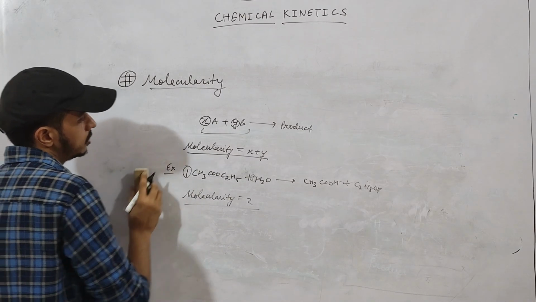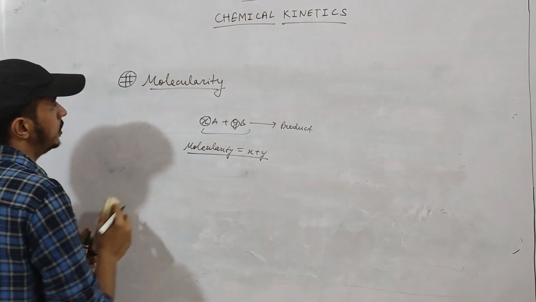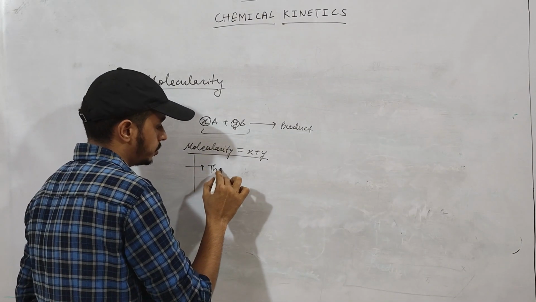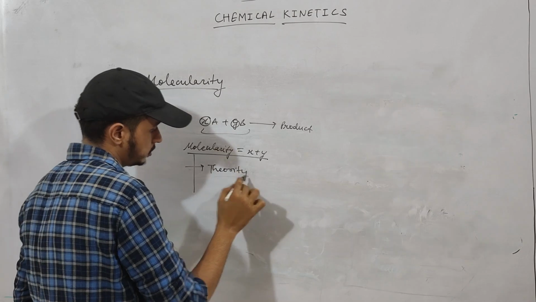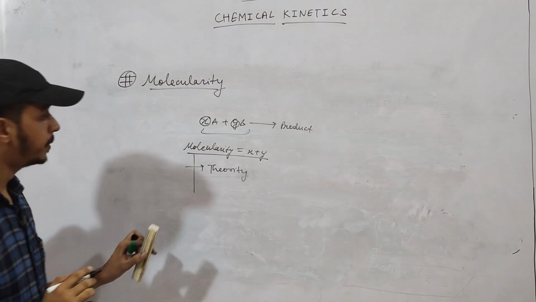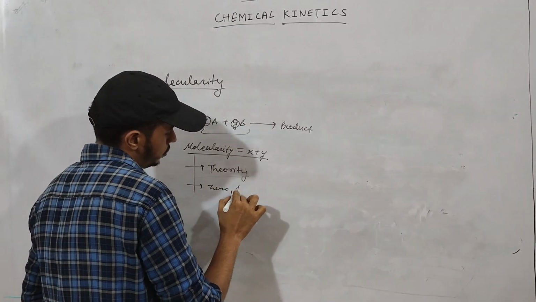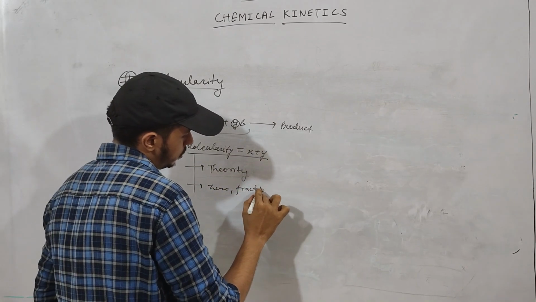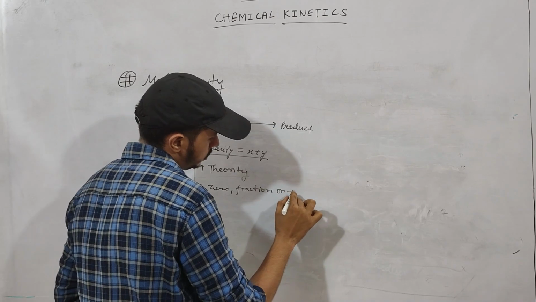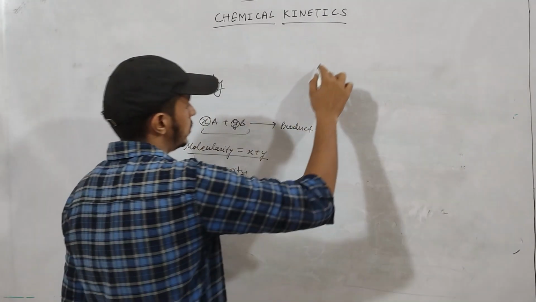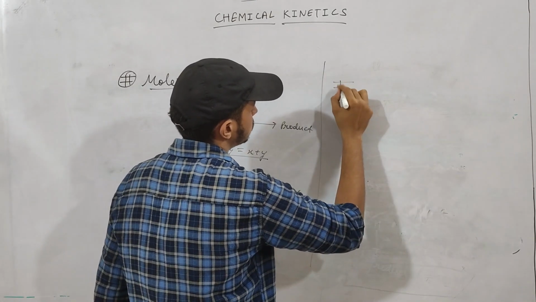Now, the property of molecularity is that molecularity is always calculated theoretically, whereas order is calculated practically, and molecularity is never zero, fraction or negative, whereas order can be zero, fraction or negative. Let's compare both. What is order?